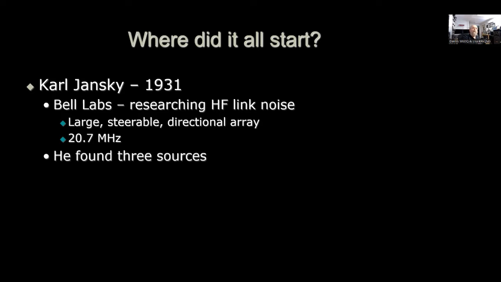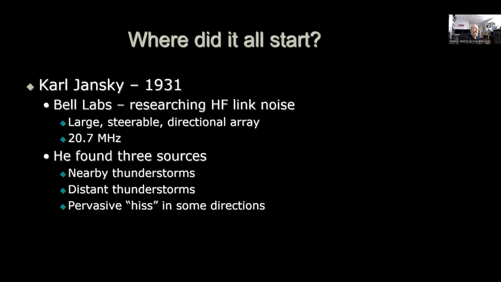But he found three interesting sources of this noise he could pinpoint. There were nearby thunderstorms, there were distant thunderstorms, of course, but there was this pervasive hiss in certain directions. And that pervasive hiss seemed to stay in the same locale in the sky. Now, it doesn't mean that it's a fixed point in the sky; it's a fixed point in the stellar sky. Like when you look at a star, that star moves.